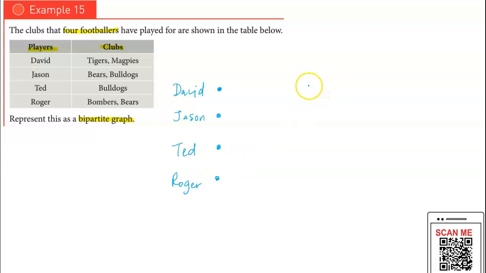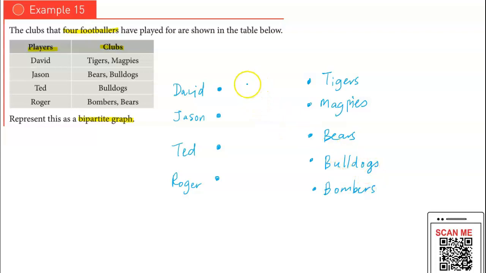And on the right, I have tigers, and then I have magpies, and I have bears. Those are the clubs. And I have bulldogs, and the next one, which is bombers.